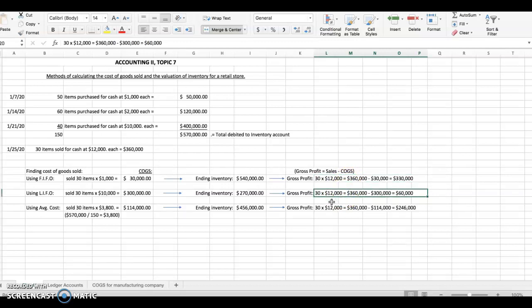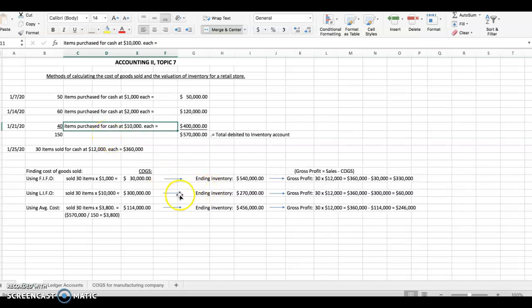If they use LIFO, again, probably the gross profit is understated. It's only $60,000. So that's going to cause a lot of problems with the owners probably if we use LIFO here. So the reason they're so different is because the prices went up so much. In less than a month, they went from $1,000 a piece to $10,000 each, which is very unrealistic, but I wanted to show you how drastic that change could possibly be.